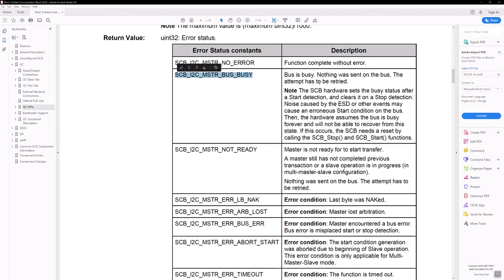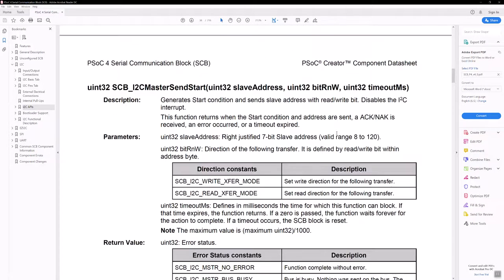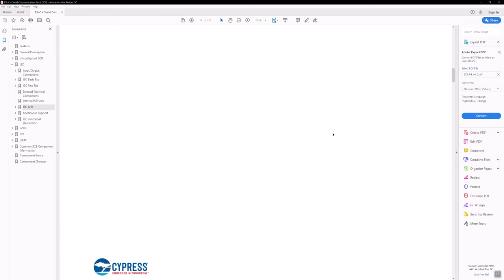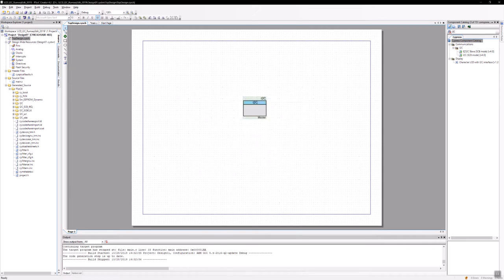If I get a 1, it's going to say bus is busy, nothing was sent on the bus, the attempt has to be retried. And it says the hardware sets the busy status after a start detection and clears it on a stop detection. Noise caused by ESD or other events may cause numerous start conditions on the bus, and the hardware assumes the bus is busy forever and will not be able to recover from this state. If this occurs, the bus needs to be reset by calling the stop and start functions, which is not true. You can actually call the restart function, because the restart essentially sends a stop and a start. So we don't actually have to do that. All right, but let's go ahead, click this OK.